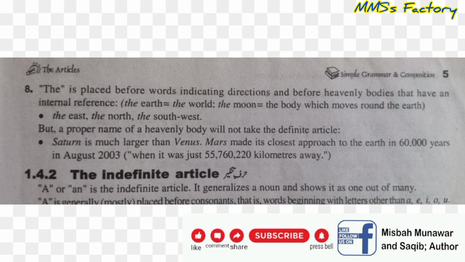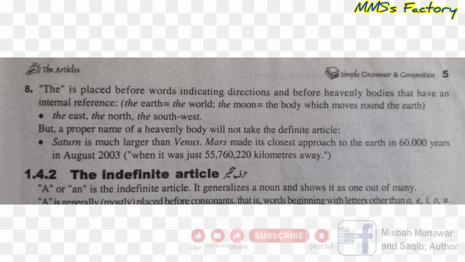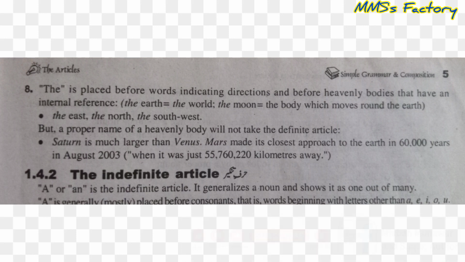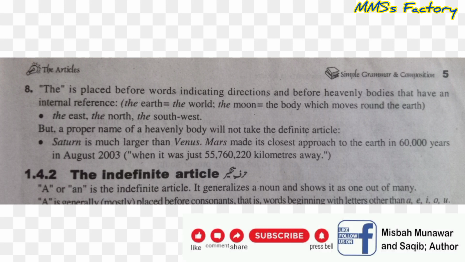But a proper name of a heavenly body will not take the definite article. Saturn is much larger than Venus. Mars made its closest approach to the Earth in 60,000 years in August 2003, when it was just 55 million 760 thousand 220 kilometers away.